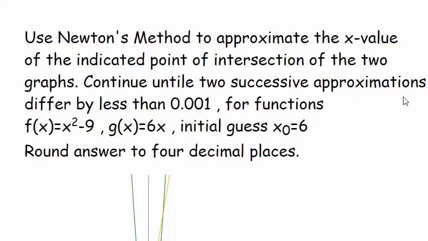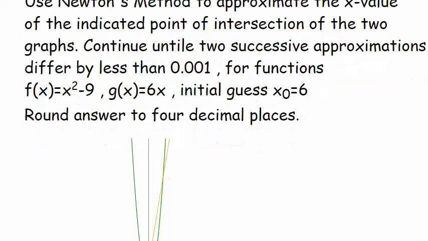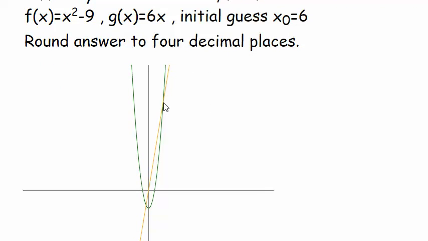So much like 1 and 2, we're doing the same thing except a little twist here. We've got two different functions: f of x equals x squared minus 9 and g of x, which equals 6x. You see where the graph right here is intersecting? The orange line and the green line, these two graphs are intersecting. The f of x is the green, and the g of x is the orange.